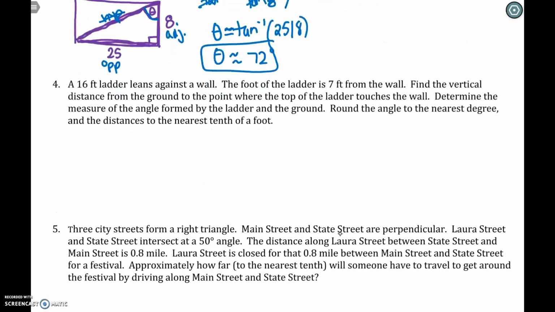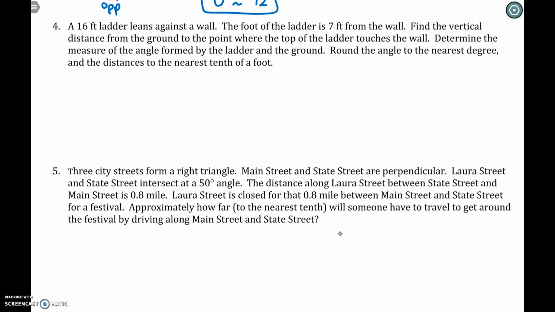Okay, number 4. A 16-foot ladder leans against a wall. So here's my wall, here's the ground, here's the ladder. If you need to draw it so that it actually looks more like a ladder, that might help. The foot of the ladder is 7 feet from the wall. That means that this distance is 7 between the foot of the ladder and the wall.